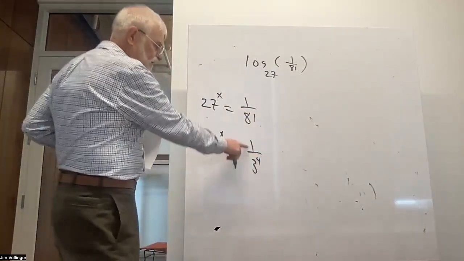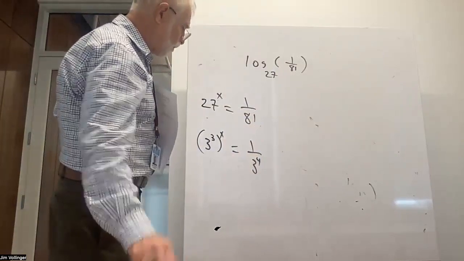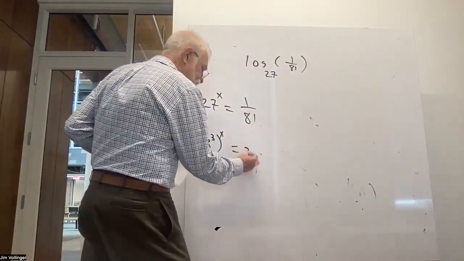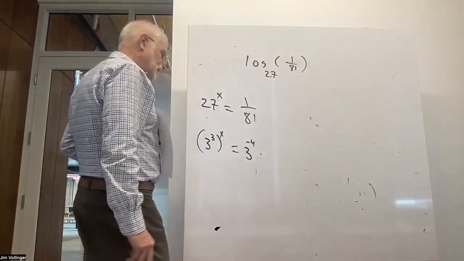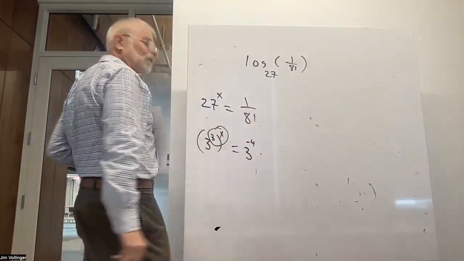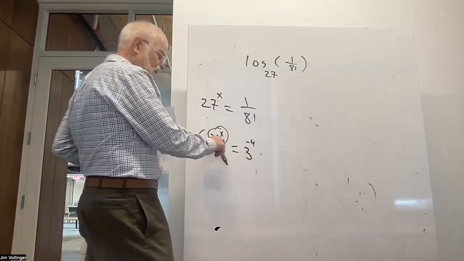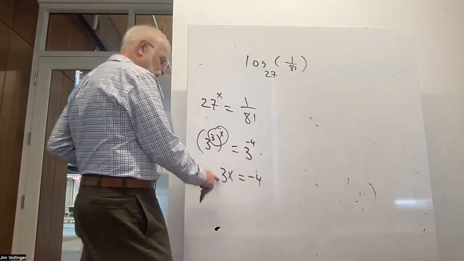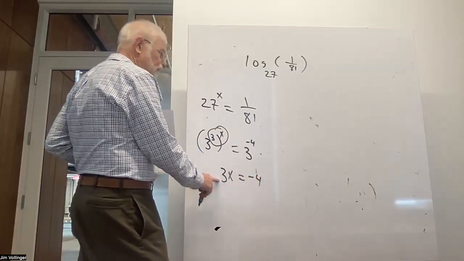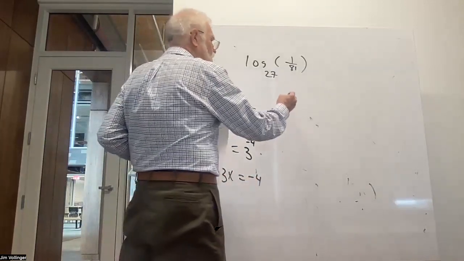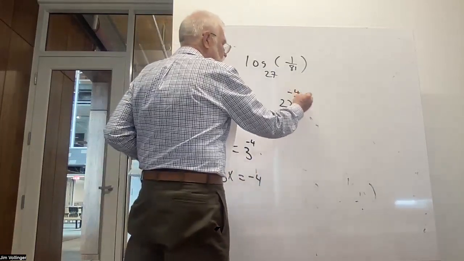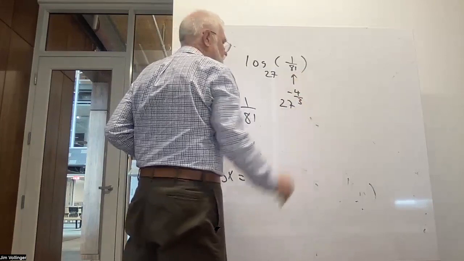Of course, there's an easier way of writing 1 over 3 to the 4, and that is 3 to the negative 4, because that's what it means. I know my rule of exponents, do you? That's a product. Then know the inverse, the multiplication is division. So is it true that if I put negative 4/3, I will get that answer?